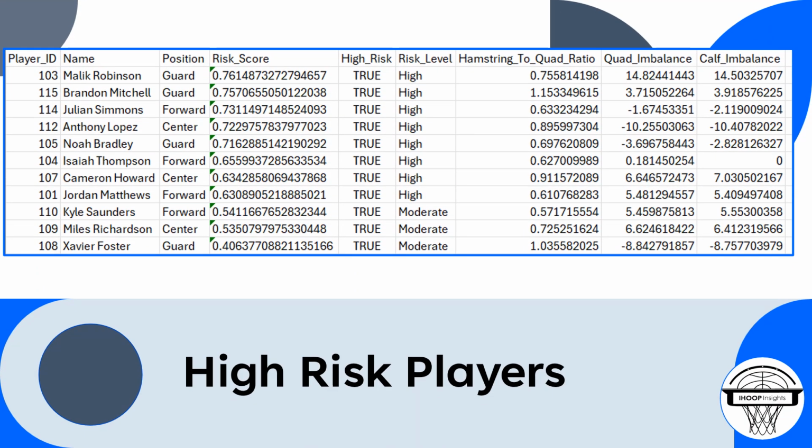And our code actually outputs a CSV file. This is the output of the CSV file which we have after running our model prediction. These are the top 10 most at-risk players who are prone to injury. We have a risk score assigned to each player. So this has player ID, name, position, risk score, and their hamstring to quad ratio, quad imbalance, and calf imbalance. We are going to submit this file along with the submission.